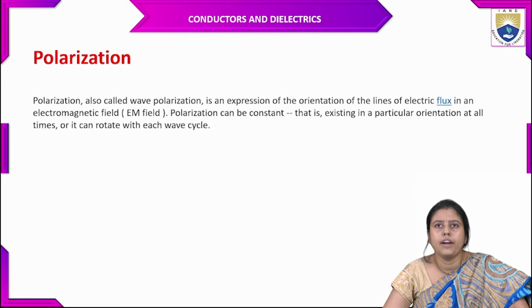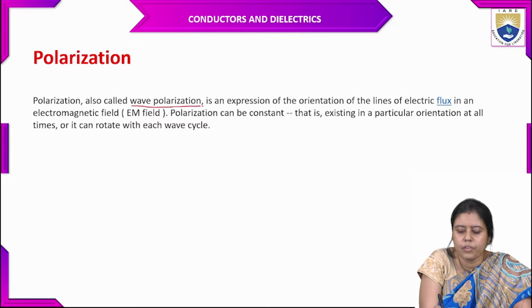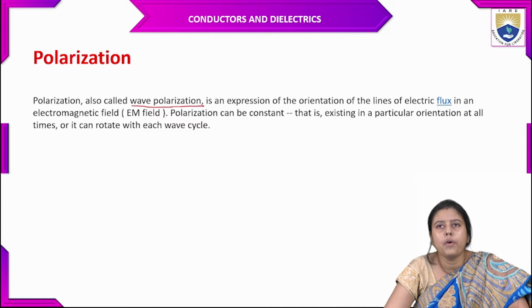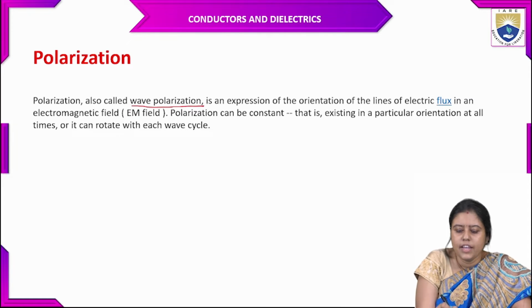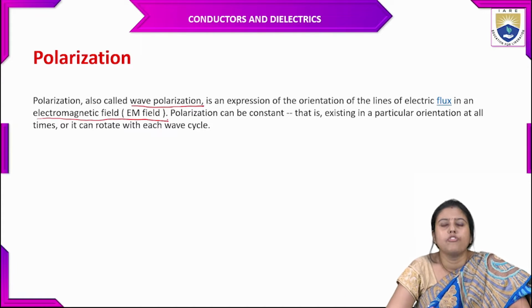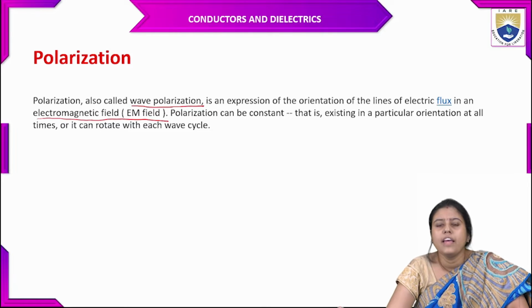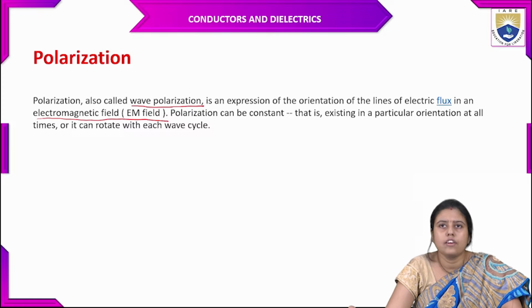Polarization is also called wave polarization. It is an expression of orientation of the lines of electric flux in an electromagnetic field. So this is the main thing, it is in the electromagnetic field. It is not a physical thing, it is an expression of orientation of the electric lines of flux in an electromagnetic field.